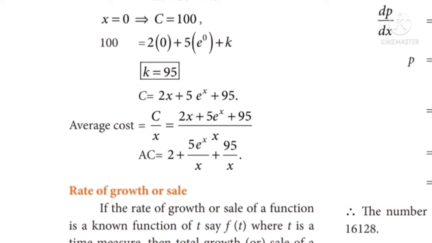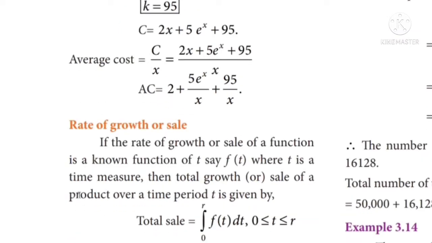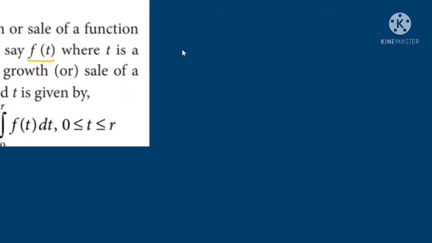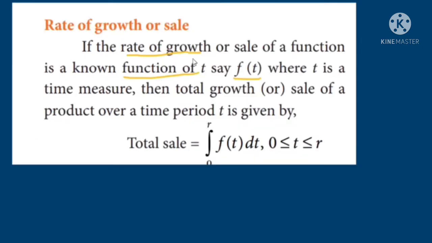The rate of growth or sale, the rate of growth is given as a function of t. What do you mean by rate of growth? Suppose the rate of interest is given, 10% is the rate of interest given. Then the function can be, suppose rate of growth is 5%, that is 5 by 100 of p. The rate of growth is a given function f of t.